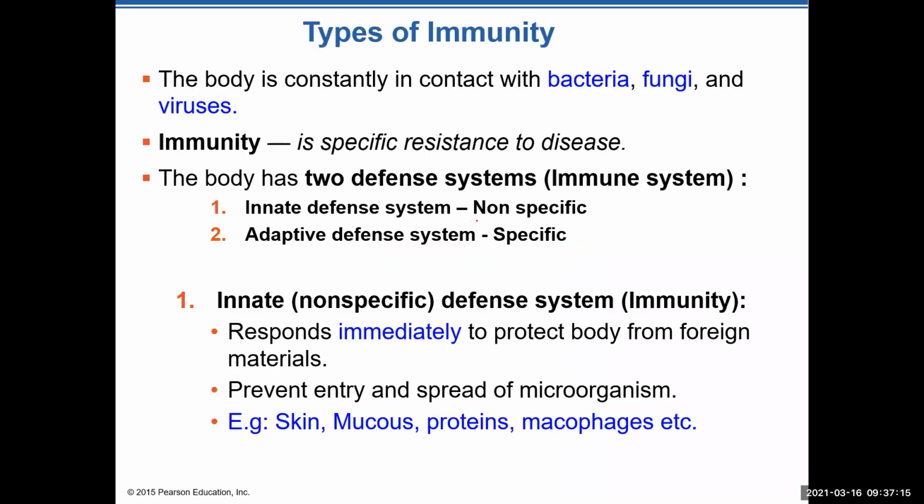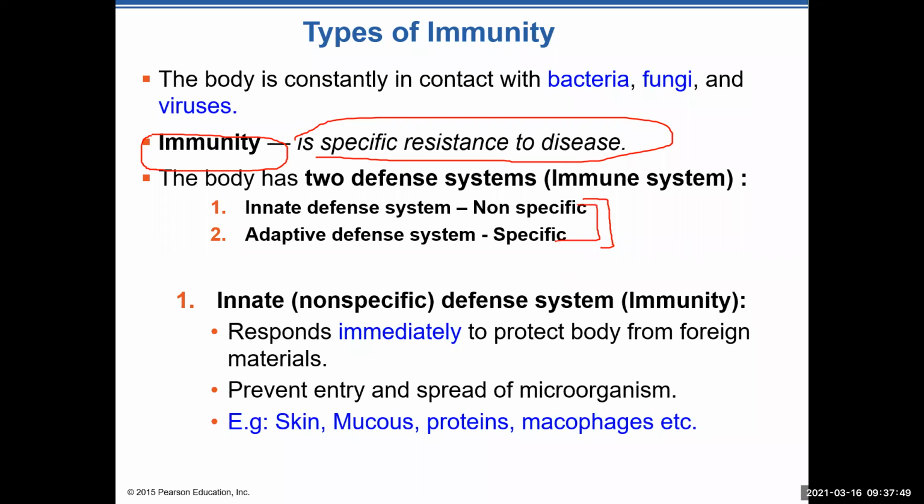So before we start this, we need to know certain definitions. We need to know what is immunity. We know that immunity is basically specific resistance to disease. And that resistance comes because we have two types of defense system in our body. One is called the non-specific defense system, or we also call it the innate system. And the second one is the specific or adaptive defense system.